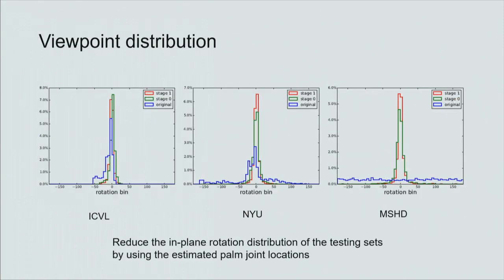And here we show the viewpoint distribution by using the estimated rotations from the palm joint, in different cascaded stages. The blue one is the original distribution, and after we refine, the rotation variation becomes largely reduced.